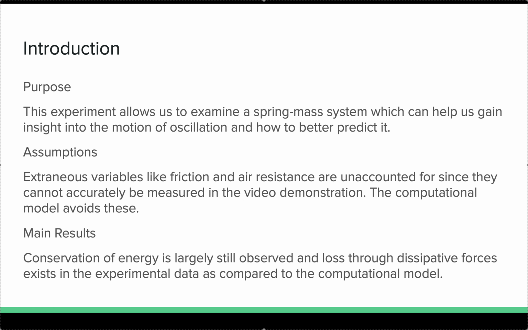Looking at the introduction, the purpose of this experiment is to allow us to examine a spring mass system, which can help us gain insight into the motion of oscillation and how to much better predict it. Assumptions include extraneous variables like friction and air resistance will be unaccounted for, and they'll instead be included as dissipative forces in the physical demonstration, and they'll be completely ignored in the computational model. As for the main results, the conservation of energy is still largely observed, and loss or dissipative forces like friction and air resistance are seen as differences in the experimental data as compared to the computational model.